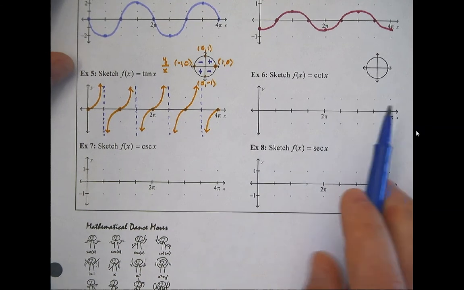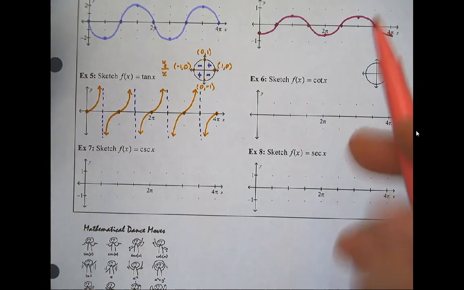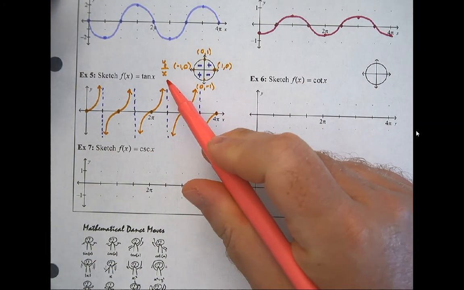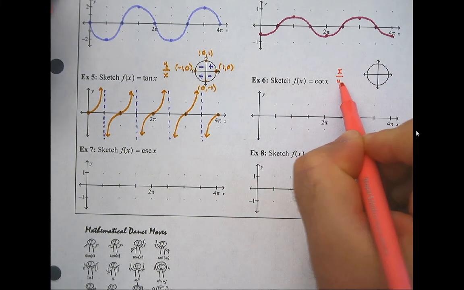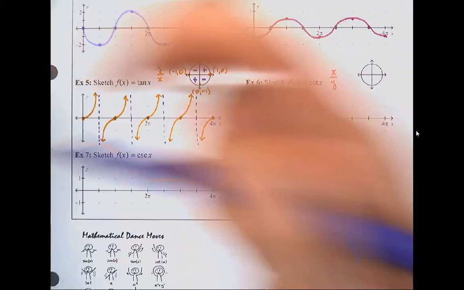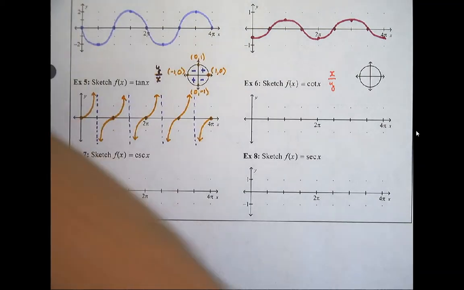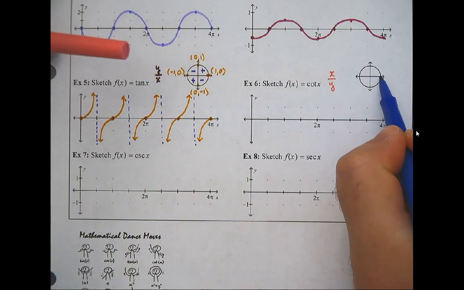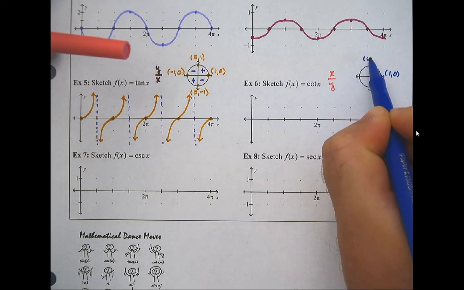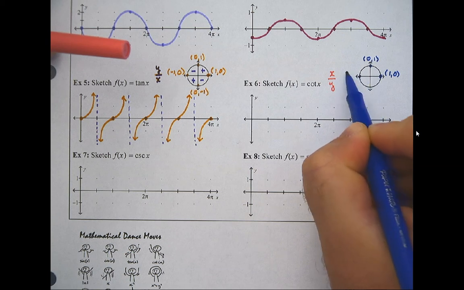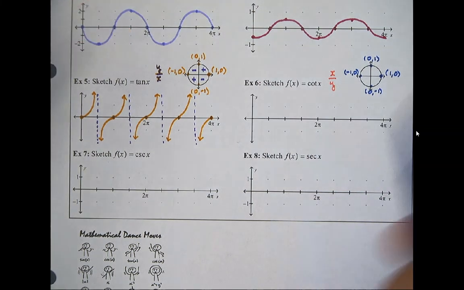Anyway, all right, so now let's do the same thing for cotangent. First of all, what can you tell me about cotangent? Cotangent is the reciprocal of tangent. So if tangent is y over x, cotangent is x over y. Let's do our rotations again. So this is 1, 0. This is 0, 1. This is negative 1, 0. This is 0, negative 1.